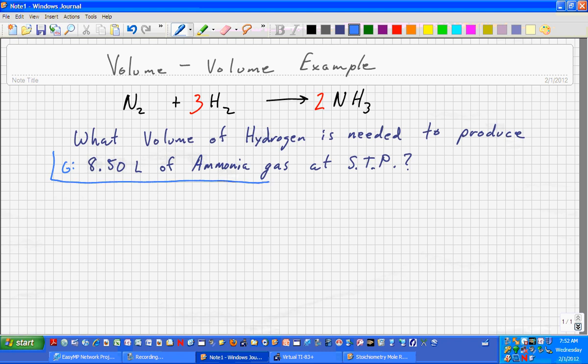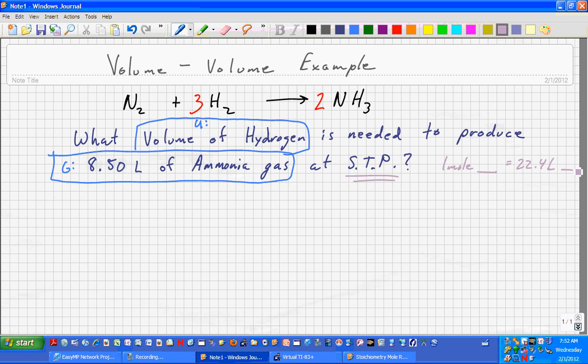We're trying to produce 8.50 liters of ammonia gas. Our unknown is volume of hydrogen. And then STP will allow us to use 1 mole of anything is equal to 22.4 liters of that anything, or in other words, molar volume.